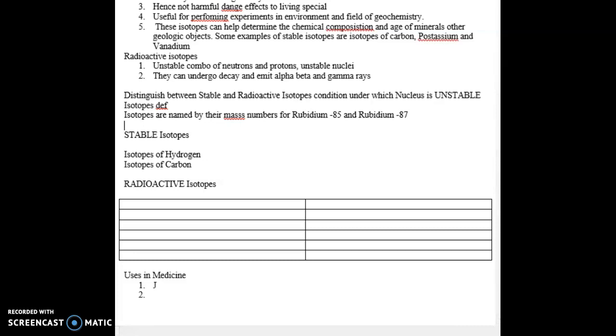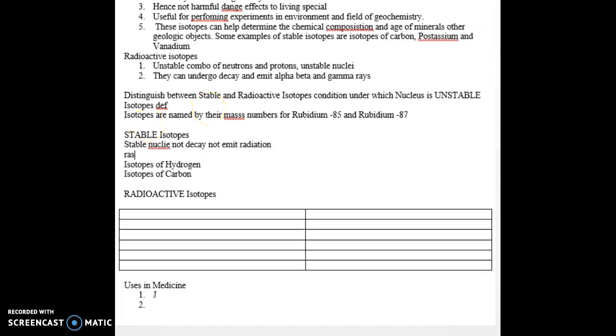So the stable isotopes, what are these? Like I said previously, they're going to have stable nuclei, not undergo decay, and not emit radiation.